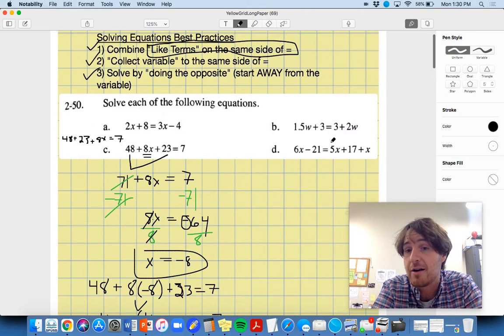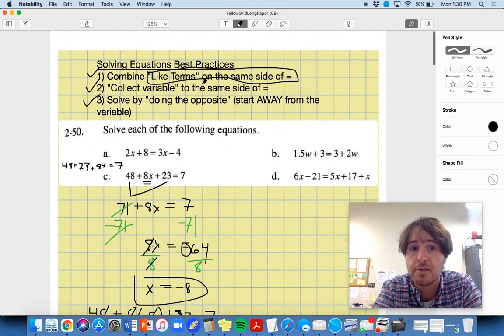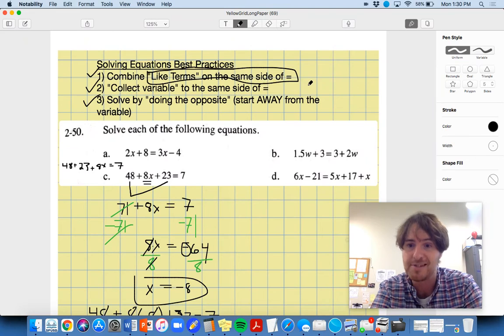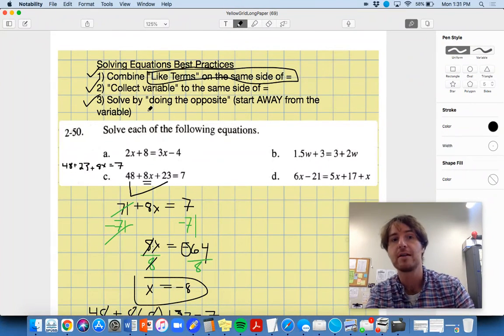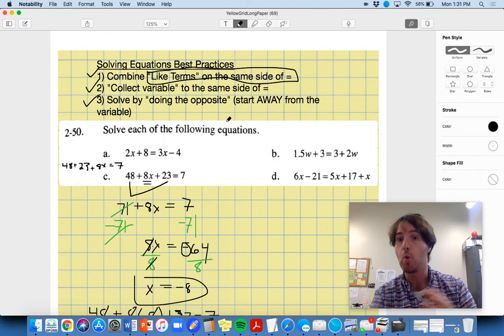All right, we got to do this one here. So this one's kind of a similar problem. Here's your little checklist. One, combine like terms on the same side of equals. Two, collect variables. We're going to do that on this one, to the same side of equals. And finally, solve by doing the opposite. Start away from the variable.